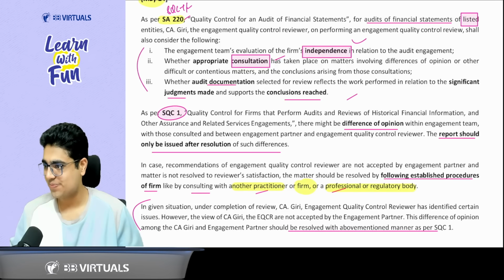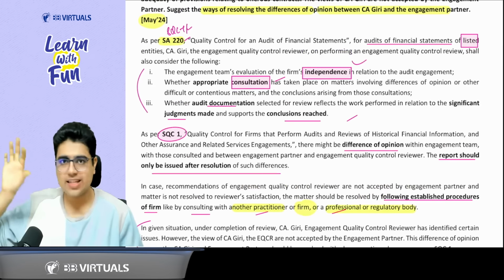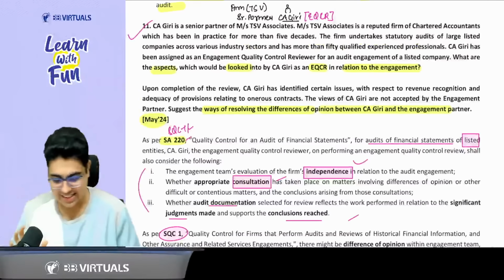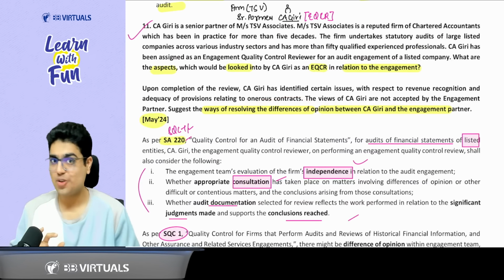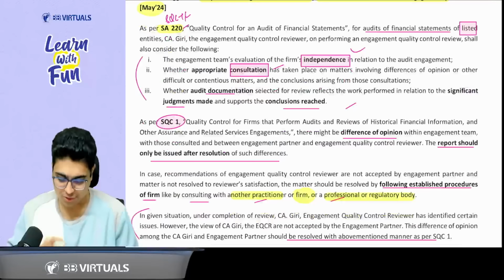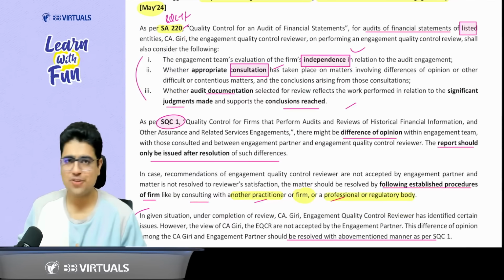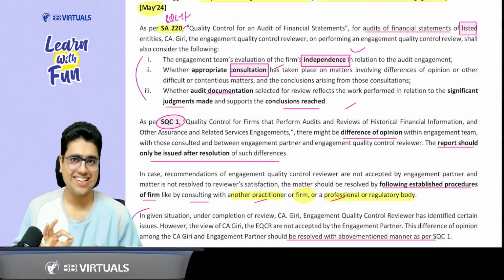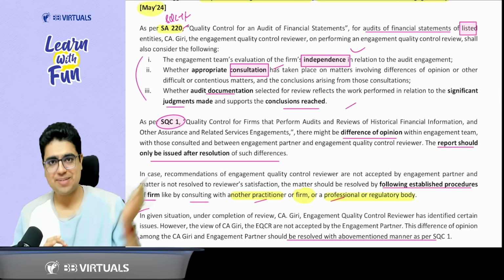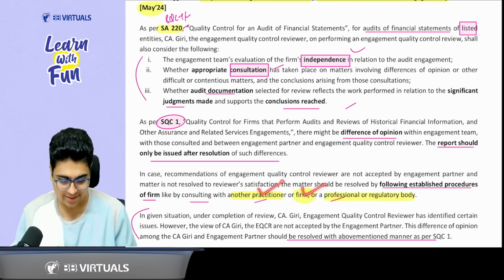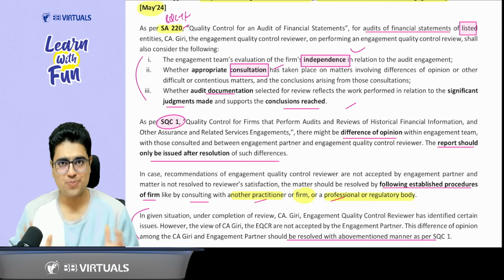Oh, sorry, I forgot. This is the English revision going on. So it says that whenever you want to resolve the difference of opinion, then in that case, you should follow the firm's policy. That means you need to consult the outside parties. Outside parties like any other practitioner, firm or professional or regulatory body. You got the point? Yes, sir.